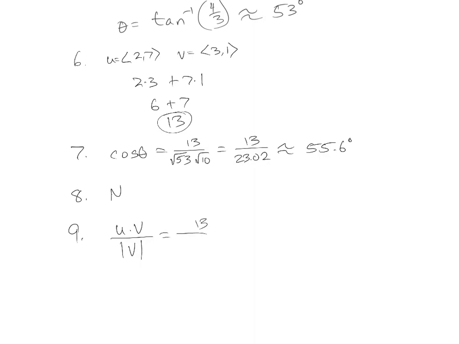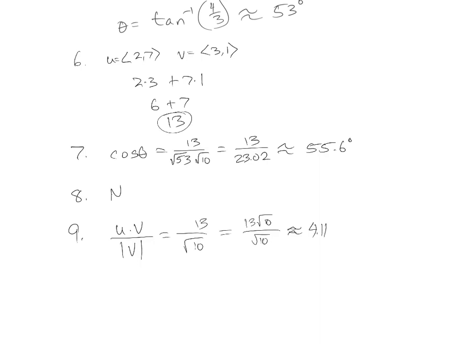The magnitude of v is the square root of 3 squared plus 1 squared, or the square root of 10. All right, so 13 over the square root of 10. You could have written it as 13 square root of 10 over 10 because you've been taught to do that. Or you could have just rounded it, 4.11. Most of you left it as 13 over the square root of 10.